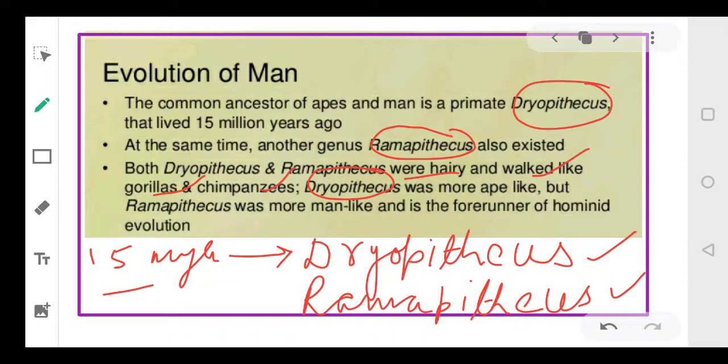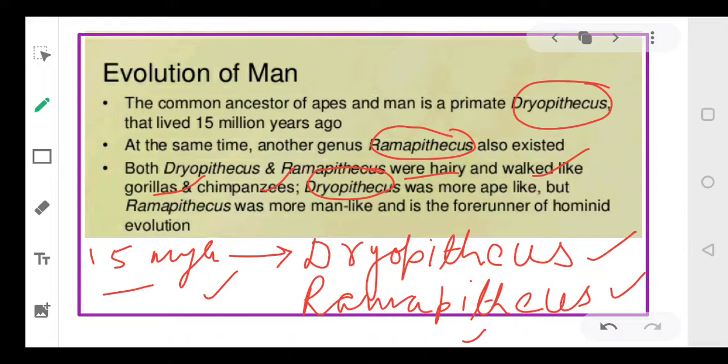So, around 15 million years ago, two primates, Dryopithecus and Ramapithecus, existed, and both had hairy bodies and walked like gorillas. Dryopithecus was more ape-like, while Ramapithecus was more man-like. Clear, everyone? Some of the fossils of Dryopithecus and Ramapithecus have been discovered in Ethiopia and Tanzania.